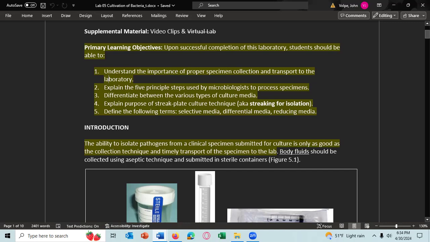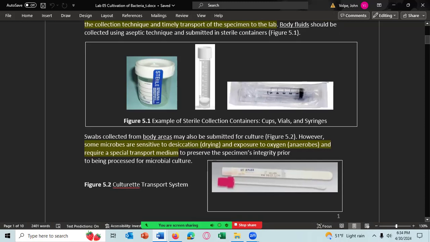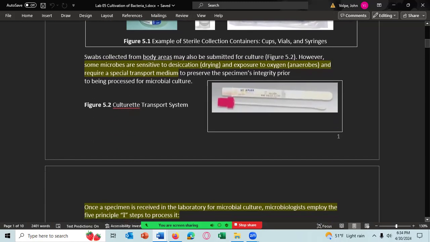All right. So the ability to isolate pathogens from a clinical specimen submitted for culture is only as good as the collection technique and the timely transport of the specimen to the lab. Some microbes are sensitive to desiccation, drying out, and some to exposure to oxygen. For example, anaerobes cannot usually be exposed to oxygen and therefore require a special transport medium.